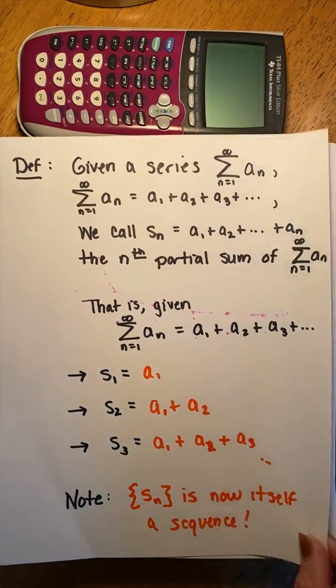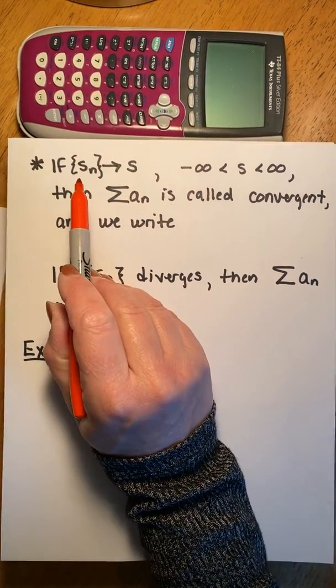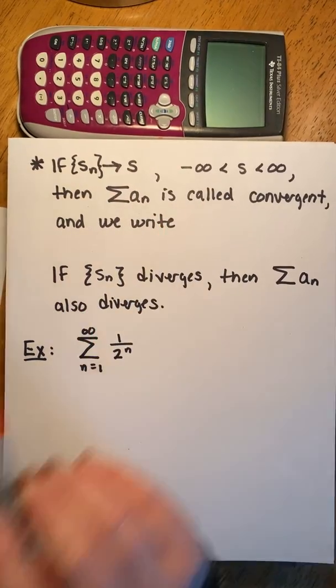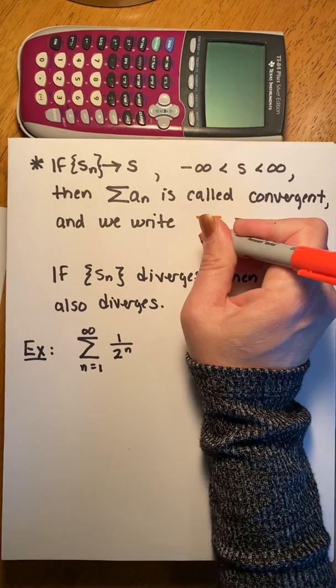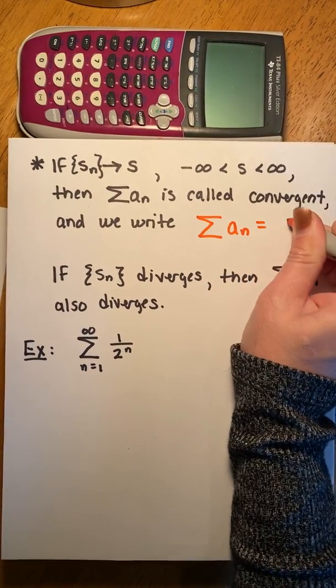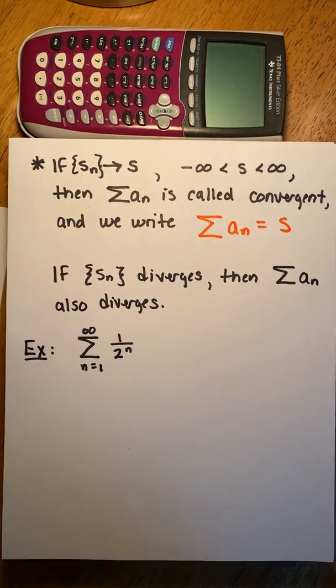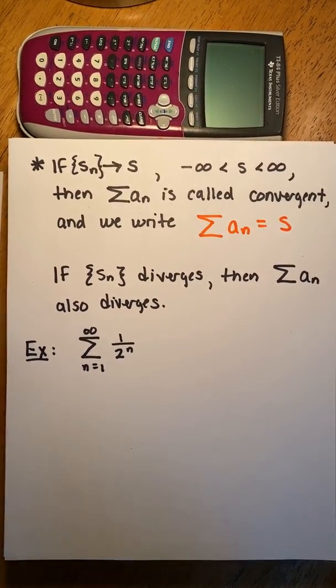All right, so if the sequence of partial sums converges, then the original series is called convergent, and we write that the series converges to the limit of the partial sums. If the limit of the partial sums diverges, then the original series also diverges.